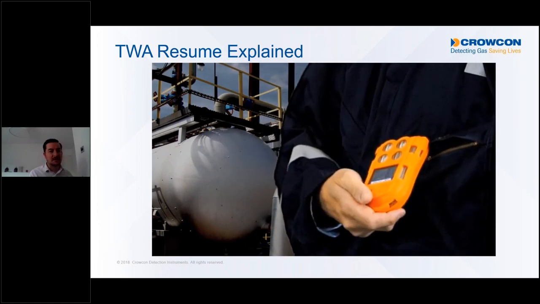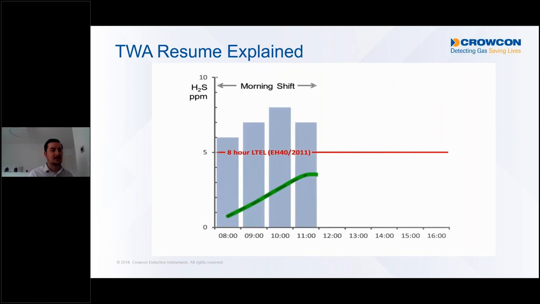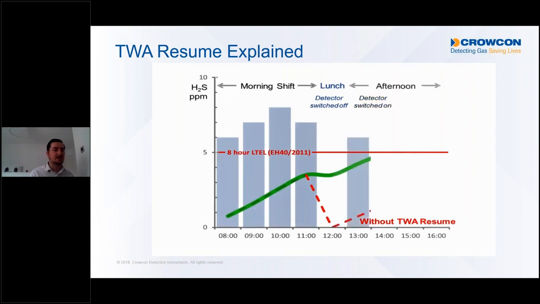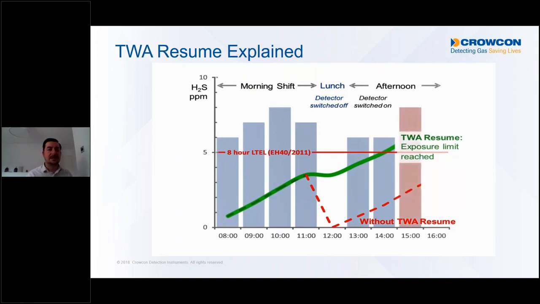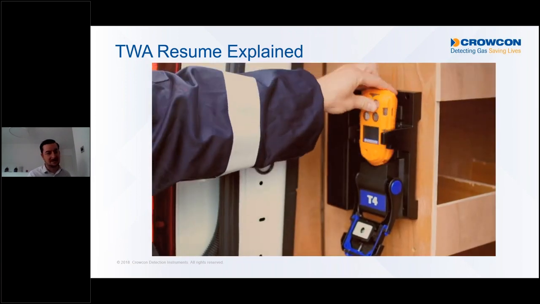When turned on, the calculation of TWA by many portable gas detector units assumes it's the beginning of a work shift. However, if the unit's switched off, for example here during a lunch break, it could risk overexposure of the worker. The TWA resume function, which is unique to T4, provides the option to continue the TWA calculation and ensure the worker exposure is correctly assessed.